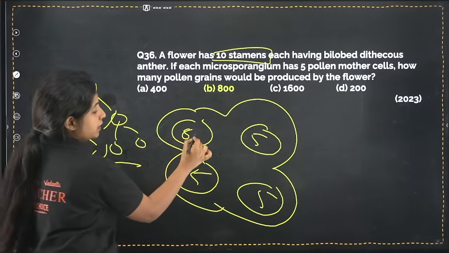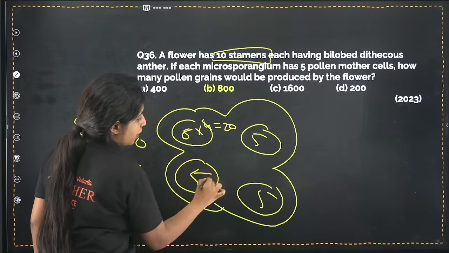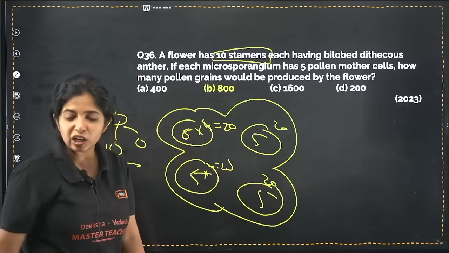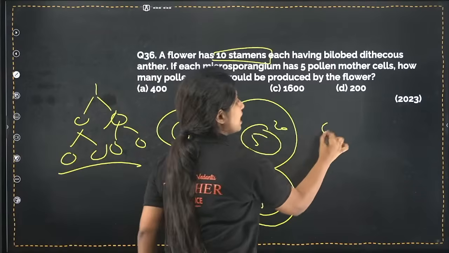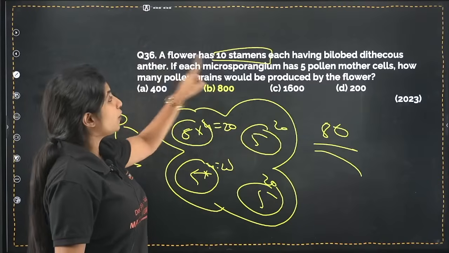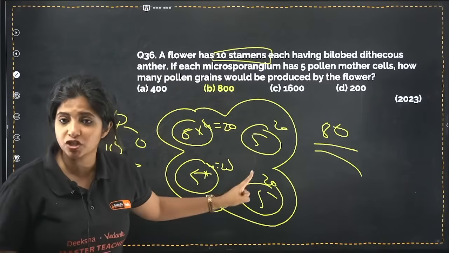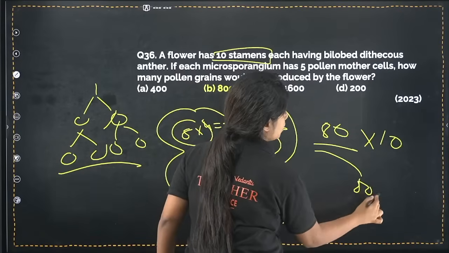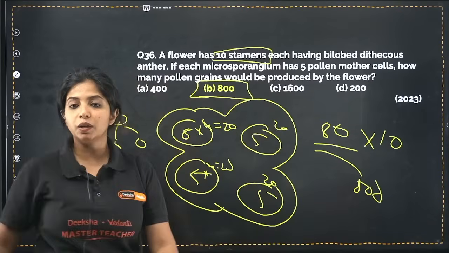So if 5 of them are there, 5 into 4 becomes 20. Here also 20. Here also 20. All of them will give 20, 20. 20 into 4 is what? 80. Have I got my answer? No. What is the question? They have been asking you about a flower which has 10 stamens. This is about 1 stamen. So how do you calculate for 10? You multiply it with 10, and then 800 will be the answer for this.